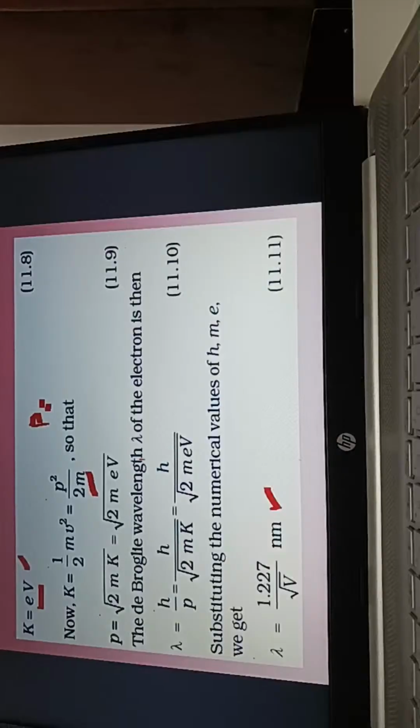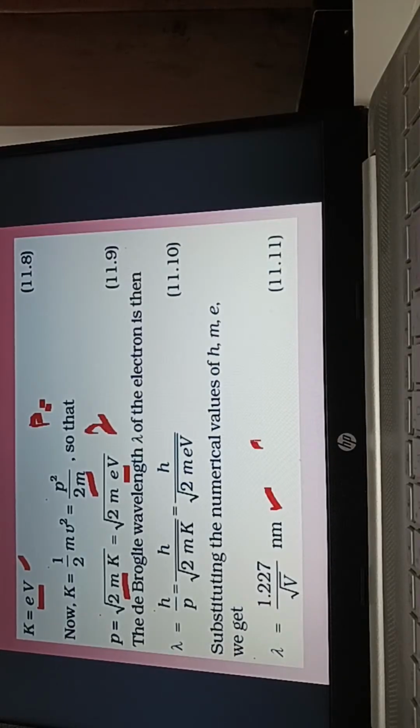You got it or not, you tell me. I understood, sir. Okay. Then after that, cross multiplication: 2m is multiplied with K. Then if you take the square root, p is equal to this one. Up to here a 2 marks question will come. Up to here a 3 marks question will come.